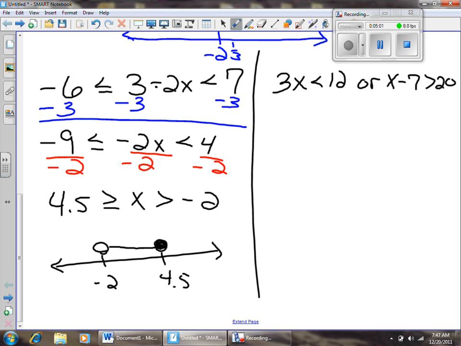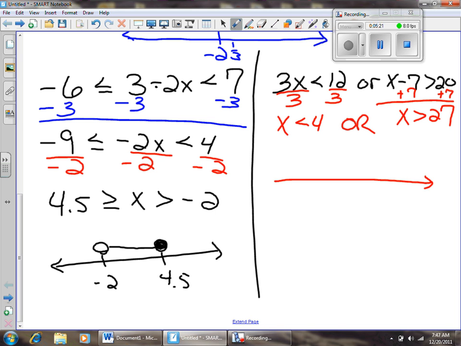All right, this one over here will be in two parts, as you cannot do it as one sentence, you must do them in two parts. So I'll divide by 3 first of all, and I'll get x is less than 4. Or here I will add 7 to both sides, and I will get x is greater than 27.